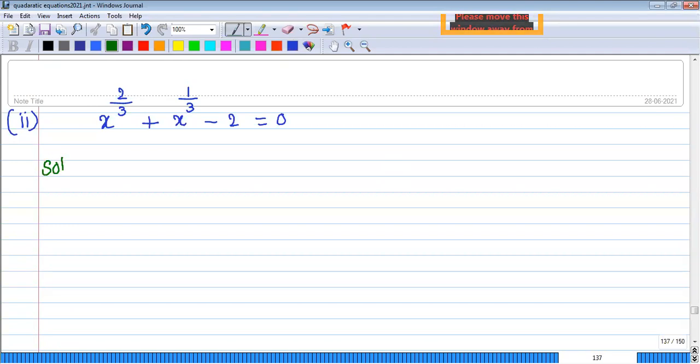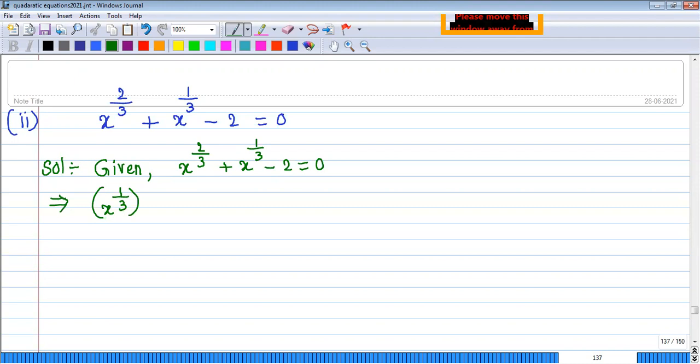See, let us try ourselves. This is given. Given x to the power of 2 by 3 plus x to the power of 1 upon 3 minus 2 is equal to 0. This x to the power of 2 by 3 can be written as x to the power of 1 by 3 whole square, plus x to the power of 1 by 3 minus 2 is equal to 0.